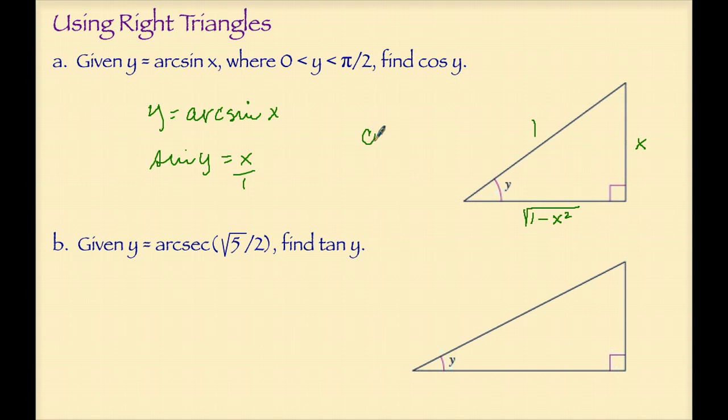Remember, we were asked to find cosine of y. So without actually having to find the value of y, I can say that the cosine of y is the square root of 1 minus x squared.